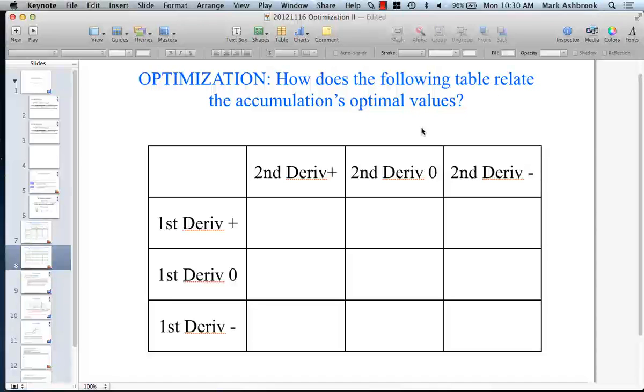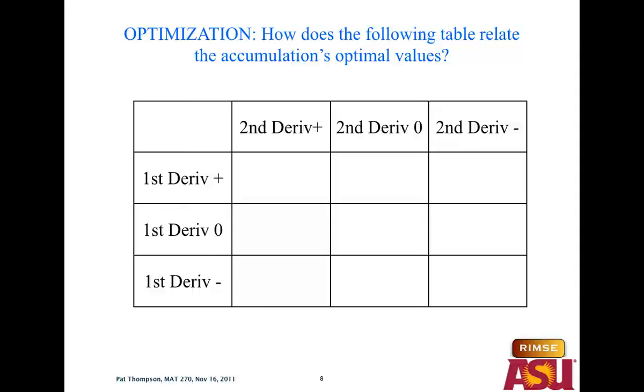Okay, so we want to start talking about optimization. All these things that we're doing, inferring things about the accumulation by looking at the rate of change, one application of that is optimization of the accumulation function. So how does the following table relate to the accumulation's optimal values? So first of all, what do we mean by that, optimal values of accumulation? What does that mean?